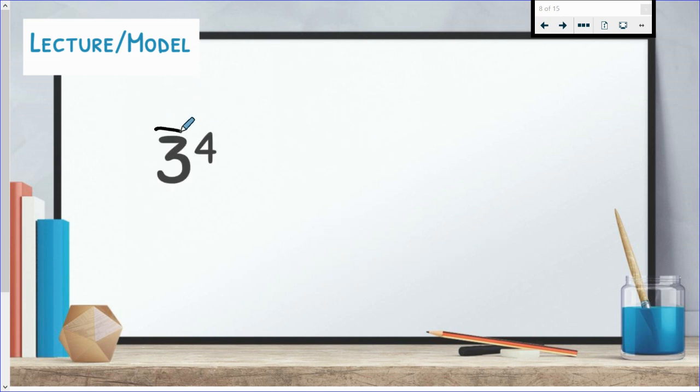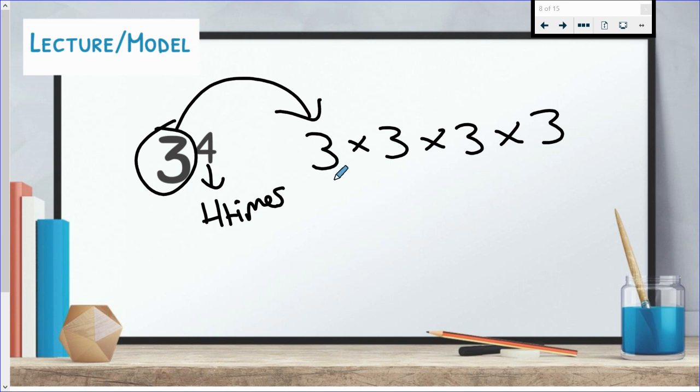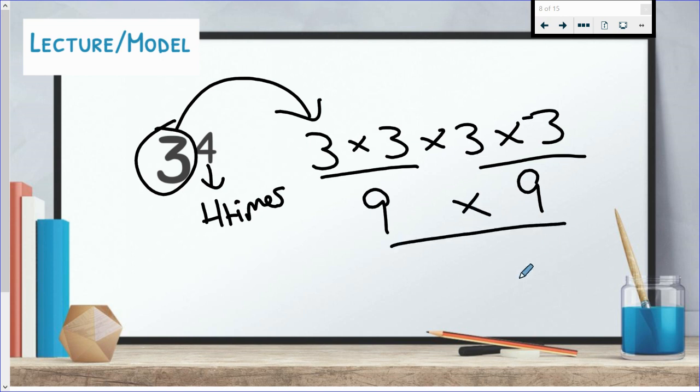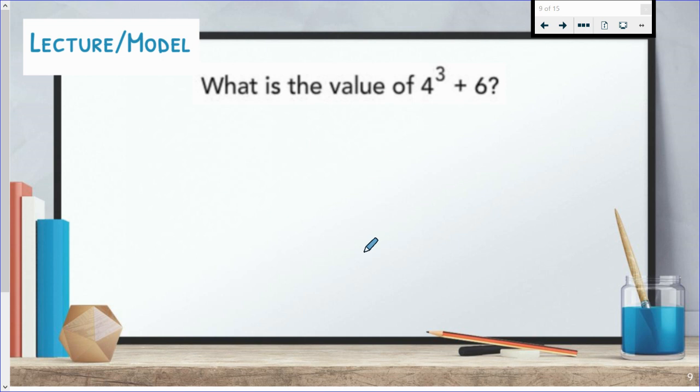All right, 3 to the fourth power. This big number, or the base, tells me I'm multiplying 3. The 4 says I am multiplying it 4 times. 3 times 3 times 3 times 3. I like to kind of combine things together. So this 3 times 3 is 9. This 3 times 3 is 9. 9 times 9 would give me 81. So 3 to the fourth power is going to be 81. All right, let's move on.